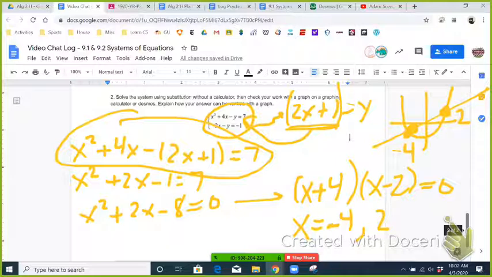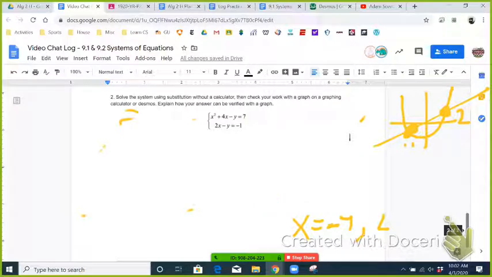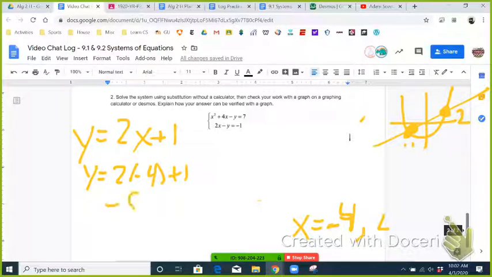So to find the y values, we can then plug those in. And remember, y was equal to 2x plus 1. So if we plug in negative 4, we get negative 8 plus 1. So we get negative 7. So that was from plugging negative 4 in. So one of our solutions would be negative 4 comma negative 7.